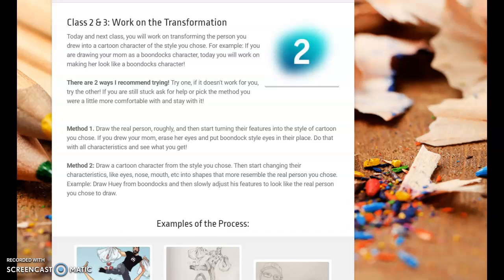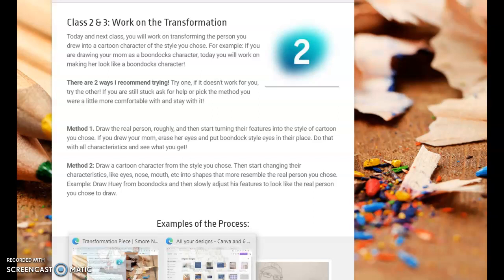So today you're going to work on transforming the person you drew into a cartoon character of the style you chose. So again, for example, if I was drawing my mom as a Boondocks character, I would work on making her look like the Boondocks character. There are 2 ways that I recommend trying. Try one. If it doesn't work, try the other. If neither are really working, you can always come up with your own way, or just try the way that made more sense to you, and just keep working at it, persist through it.